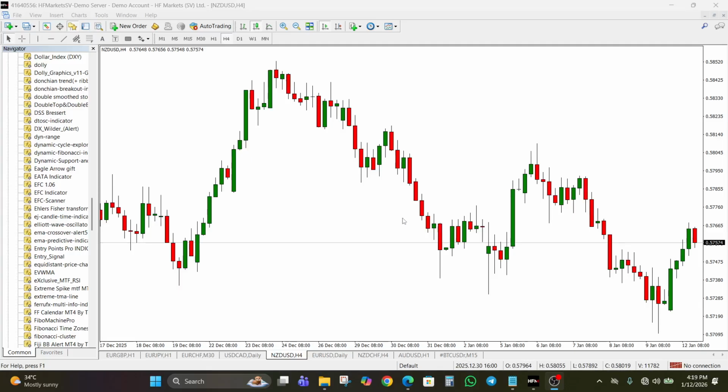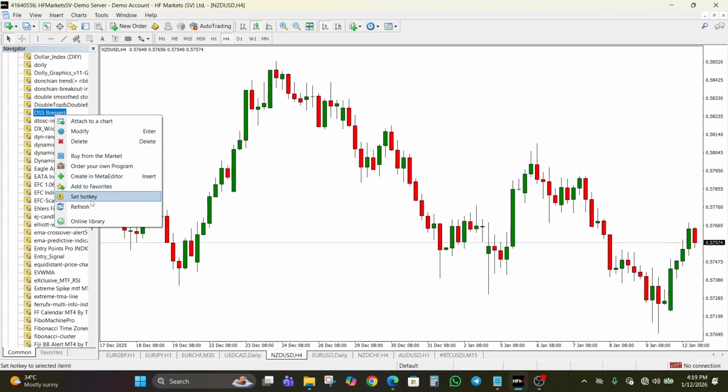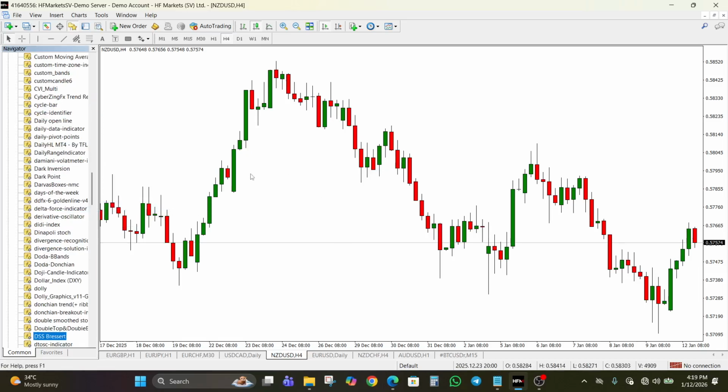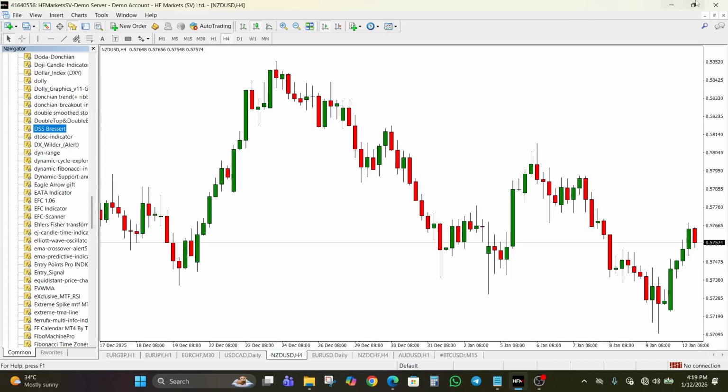All right, so in the description below, you're going to find the link to download the indicator. After doing that, you just have to head over to your indicators folder and paste the indicator file in there. After doing that, head back to your navigator and just refresh. If the indicator still does not show up, then you might have to restart your terminal.